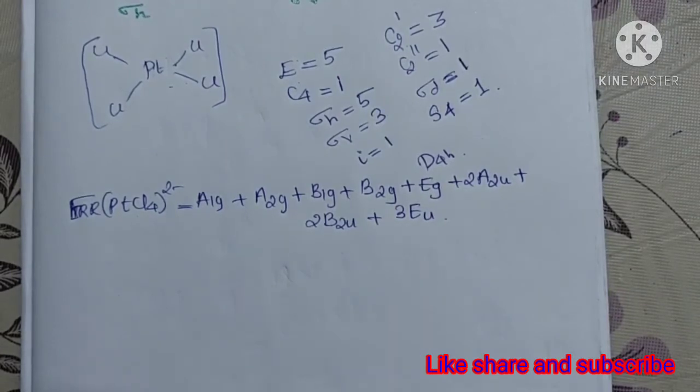So the next step, step 3, is the calculation of the symmetry species of vibration. This consists of all the modes of motion, that is translational, rotational, and vibrational.